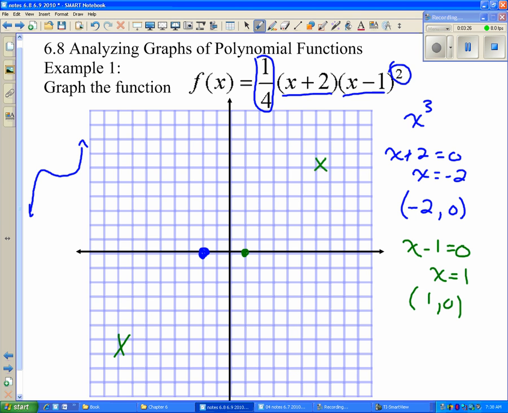So that gives me an idea of what my graph should look like. So I'm going to start low in quadrant 3. I'm going to come up through my first point going one direction. I'm going to have to change directions, come back.